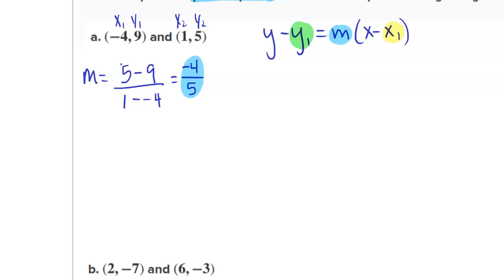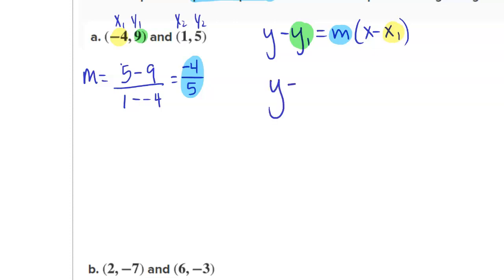And then all we need is a point to go along with that. We need one point. This was kind of like yesterday when we said we need to pick a point. It doesn't matter which point we pick, but if it's on the line, then we can use it. So we've already labeled this point over here, x1, y1. So out of convenience, why don't we just use this right here? X1 we'll just say is negative 4, and y1 we'll say is 9. And now we have all of our pieces here. We have our slope, and we have our point.